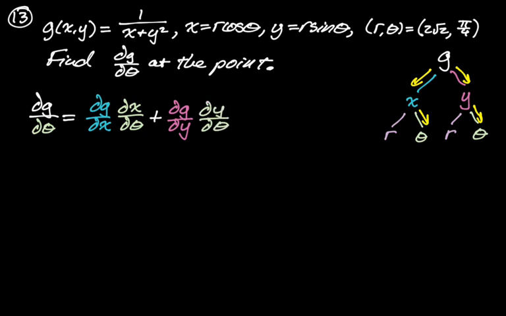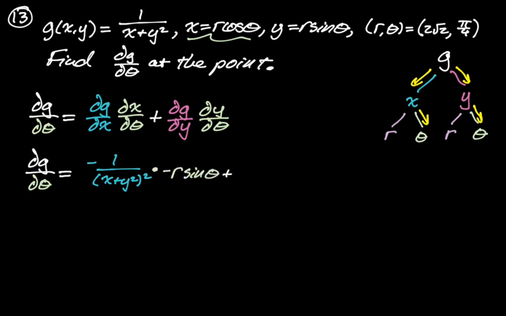Okay, now we got to just calculate stuff. So partial g partial x is going to be the derivative of 1 over x plus y squared with respect to x. So that's like x plus y squared to the negative first, is going to be negative x plus y squared to the negative second times 1 because x is the variable. So I'm going to write that as negative 1 over quantity x plus y squared squared. Partial x partial theta is going to be negative r sine of theta.